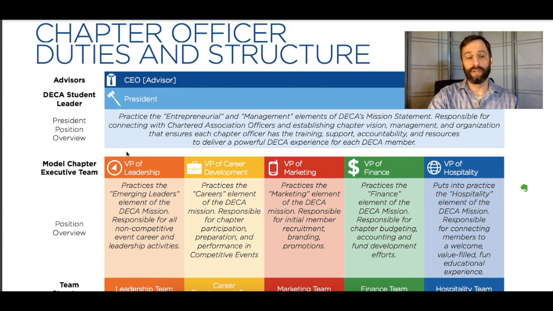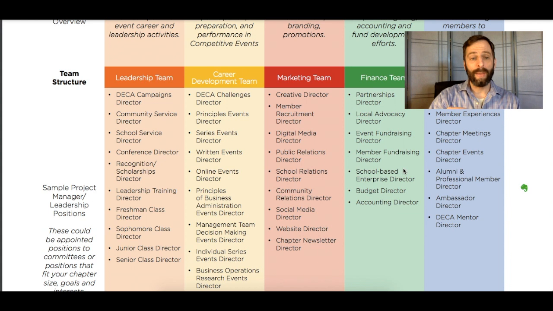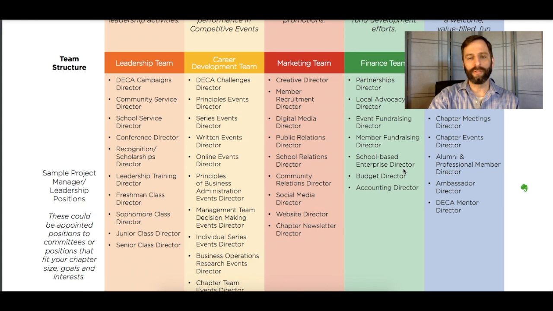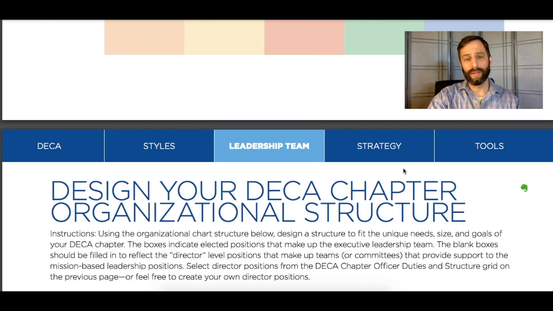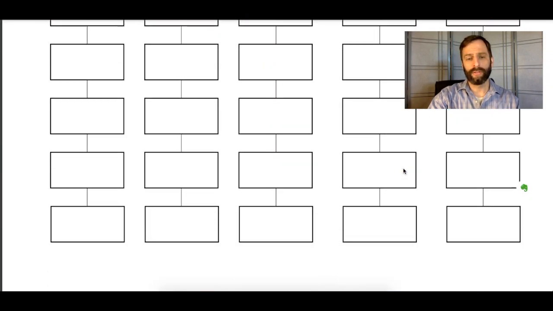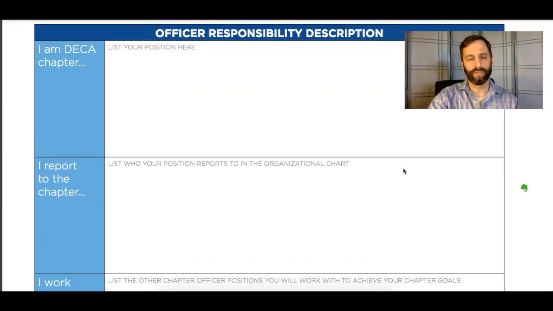Depending on how big your organization is, you might only have a president, you're the CEO, and then your VP level positions. I pick and choose some of these director level positions to also round out my team, just to give more students the opportunity to have leadership positions. But full disclosure, a lot of this comes from DECA. The rest of this document, which I'll link down below, really helps you set up your organization structure and your leadership team to help make your chapter very successful.